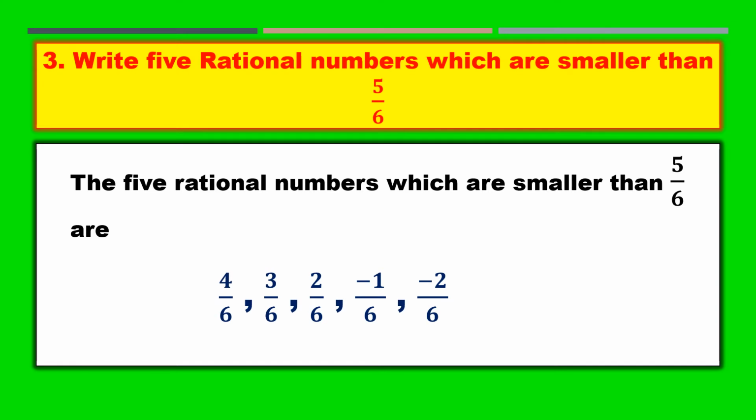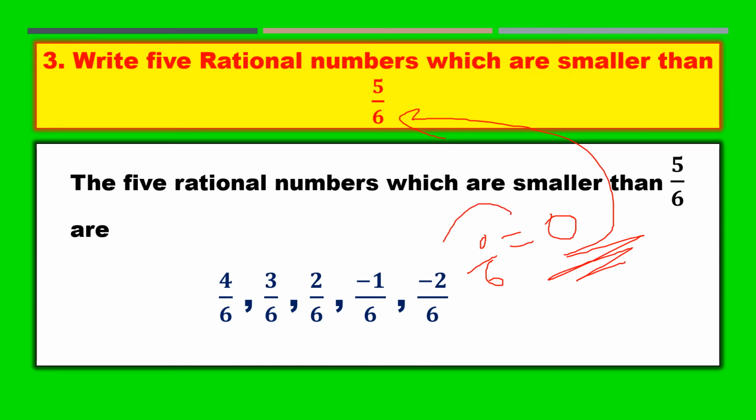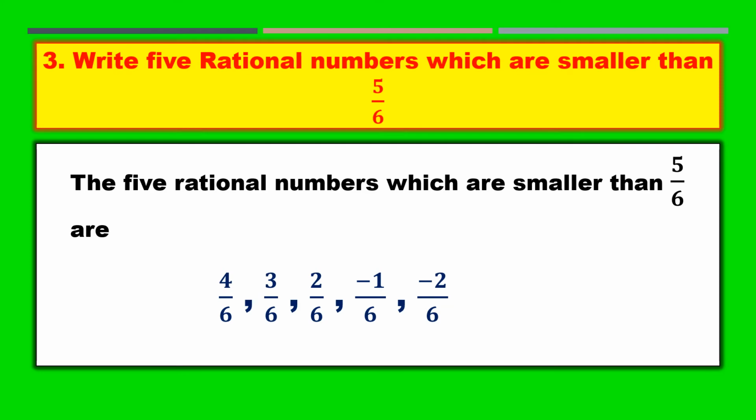Here you can take 0 by 6 also. 0 by 6 is anyhow 0, no? So 0 will always be less than this one because it is a positive value. Any positive value is greater than 0. Any negative value is less than 0. Okay, so let us go to the next problem.